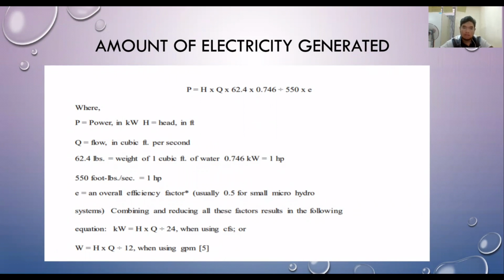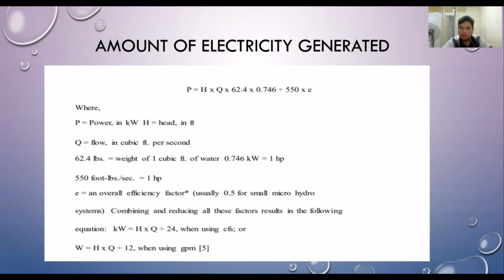Okay, this equation is the main equation that we should know to determine the amount of electricity generated by a potential hydroelectric power site. Okay, so P equals H times Q times 62.4 times 0.746 divided by 550 times E. As we know, P is power in kilowatts, H is head in feet, Q is flow in cubic feet per second. 62.4 is the weight of 1 cubic foot of water.